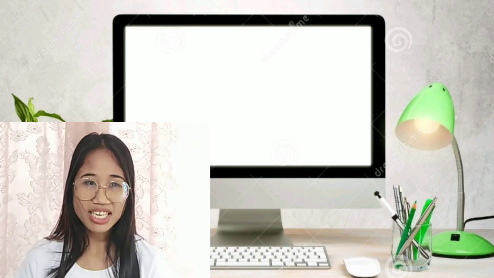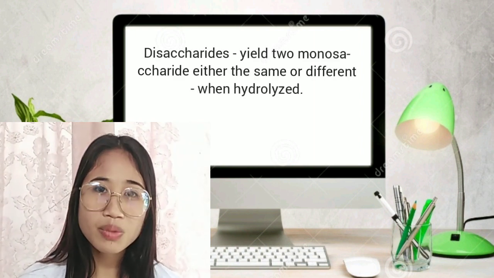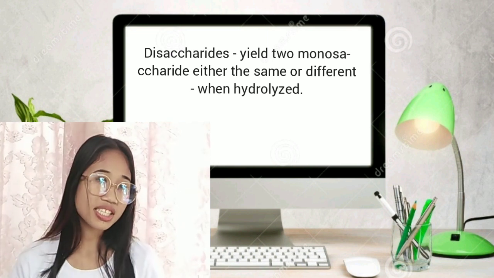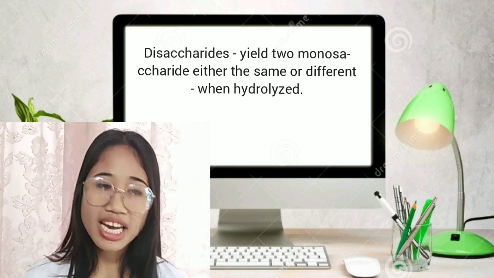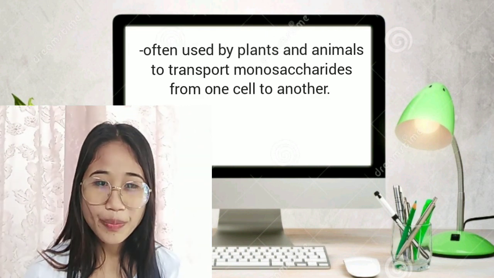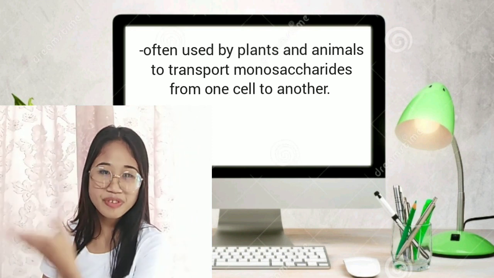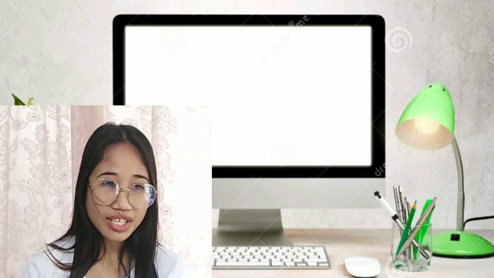Next is disaccharide. Disaccharides are carbohydrates that yield two monosaccharides, either the same or different, when hydrolyzed. Also, disaccharides are often used by plants and animals to transport monosaccharides from one cell to another.